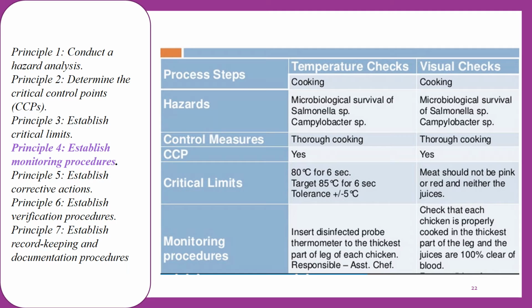Now, the critical limits in case of temperature check are 80 degrees Celsius for 6 seconds, and the target is 85 degrees Celsius for 6 seconds. In case of visual check, the meat should not be pink or red, and neither should the juices be. The monitoring procedures in case of temperature checks are to insert the disinfected probe thermometer into the thickest part of the leg of each chicken, and in case of visual checks, we must check that each chicken is properly cooked in the thickest part of the leg and the juices are 100% clear of blood.